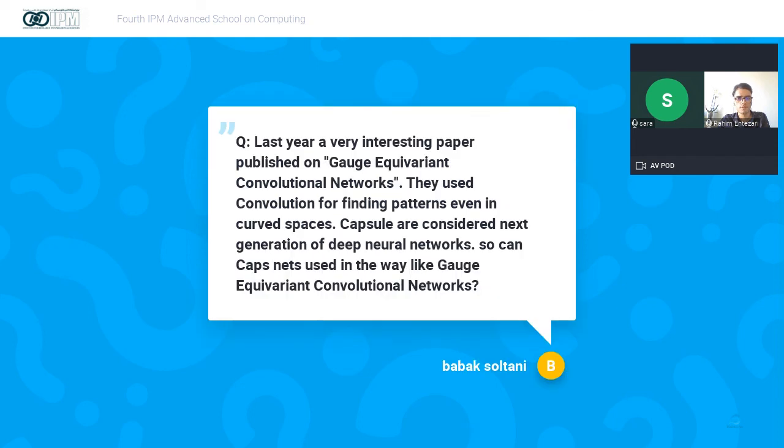Okay, cool. And this question is asked by Babak. Last year, a very interesting paper was published on gauge equivariant convolutional networks. They use convolutions for finding patterns even in curved spaces. Capsules are considered the next generation of deep neural networks. So can capsule nets be used in the way gauge equivariant convolutional networks are?